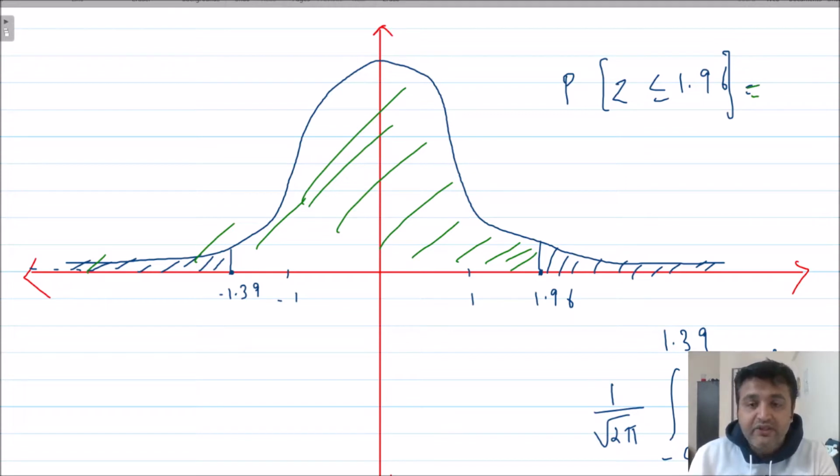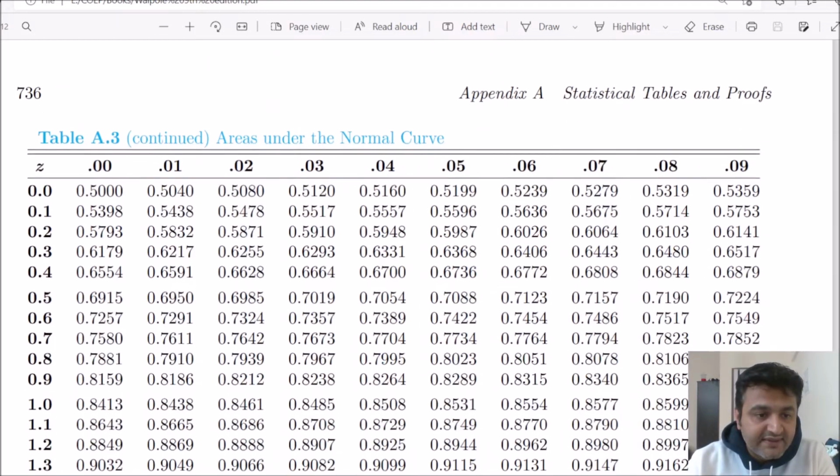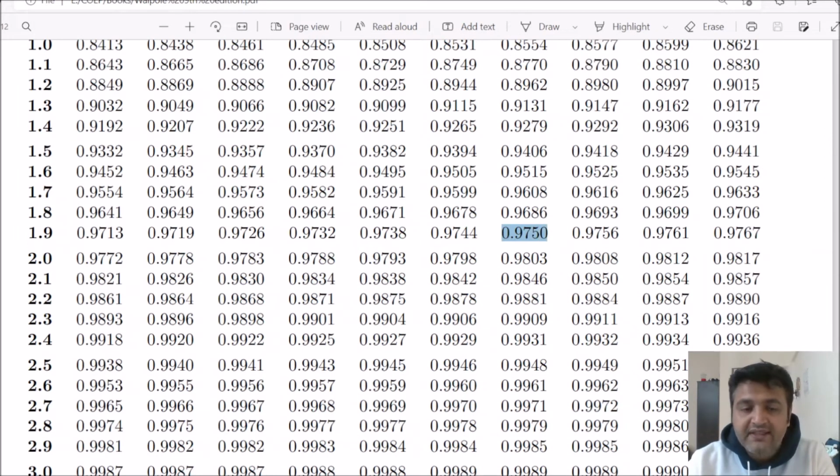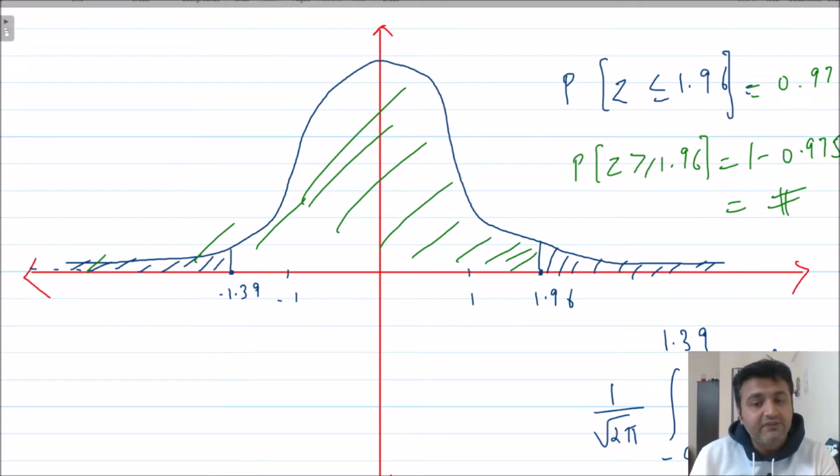In this scenario, what is the area to the left, z less than or equal to 1.96? If you go to the table, 1.96, at the bottom, it is 0.9750. That is to the left, but you want the right. We know it's a PDF, therefore probability of z greater than or equal to 1.96 will be 1 minus 0.9750. You subtract, and you get the answer. That is one way to do it.